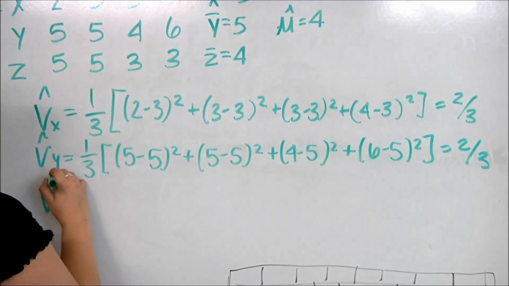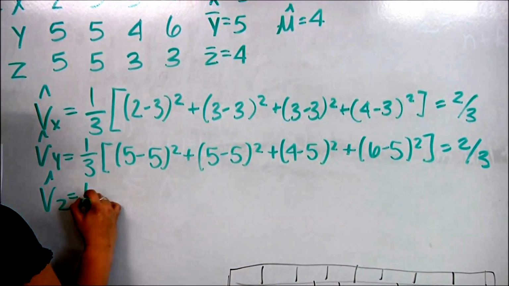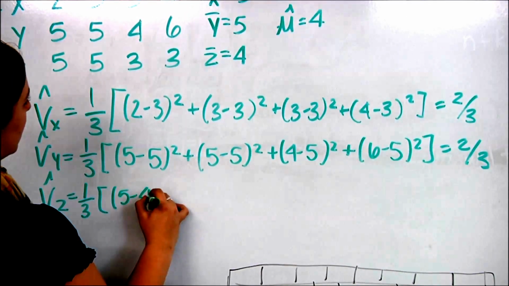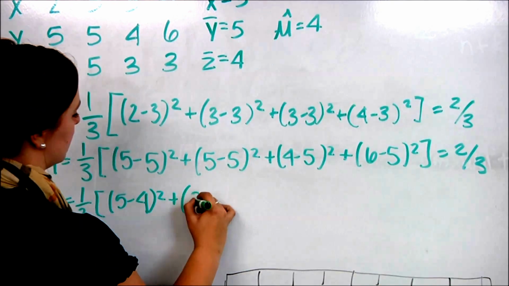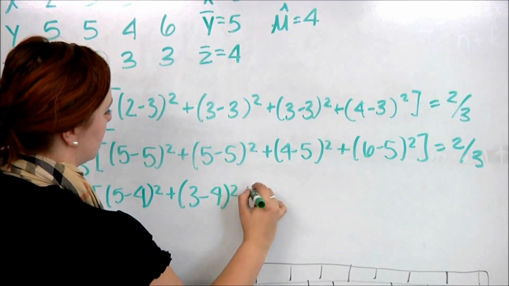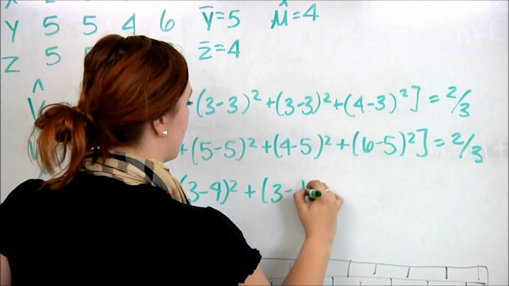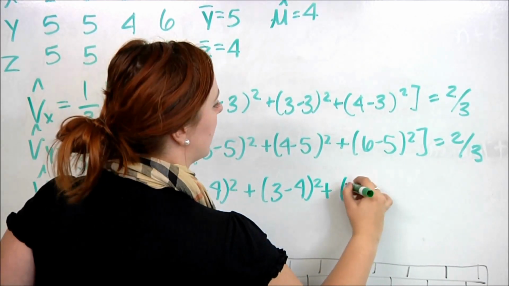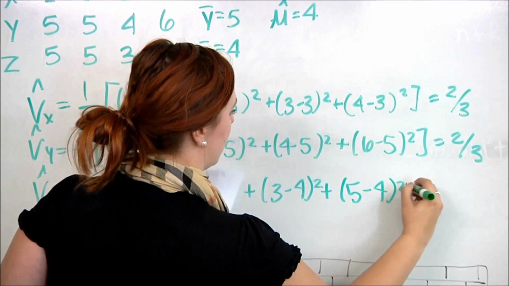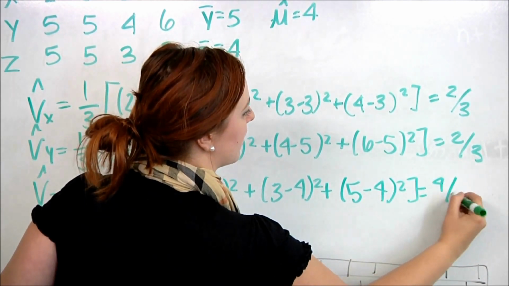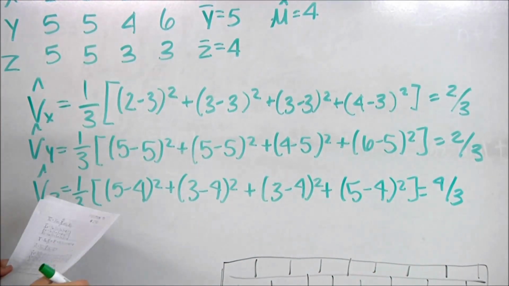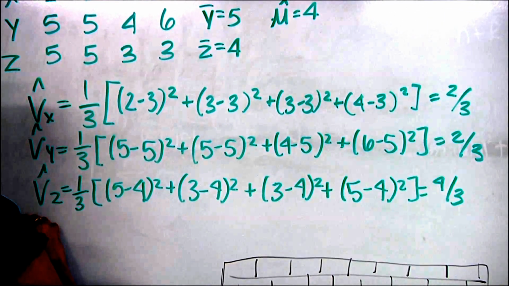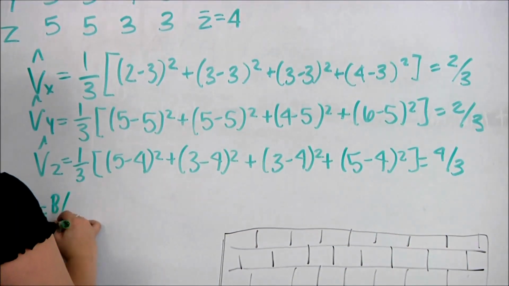And then lastly, we'll do V hat for Z, which is equal to 1/3 times 5 minus 4 squared plus 3 minus 4 squared plus 3 minus 4 squared, skipping the 5 minus 4 squared, and that's equal to 4/3. So then the overall V hat for all 3 of the policyholders is simply the average of those. So the overall V hat is going to be 8/9.